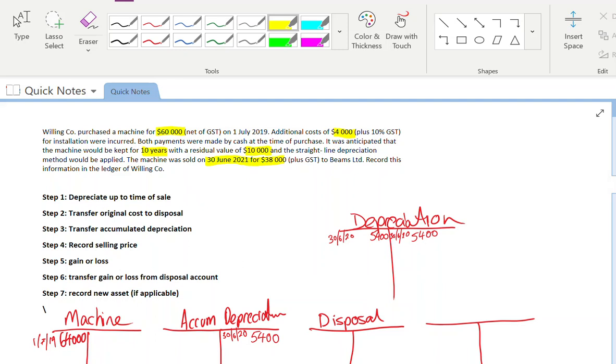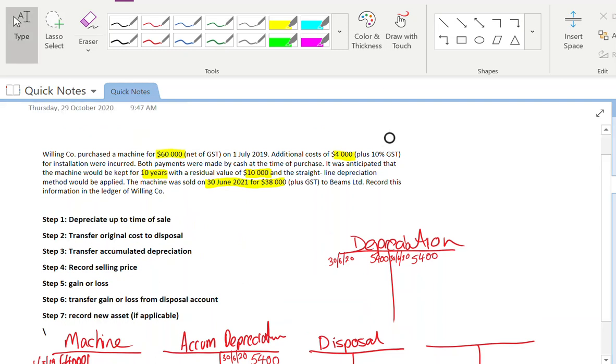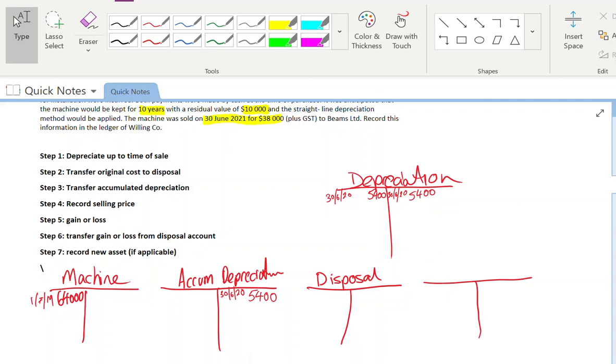We're going to transfer the original cost to a new account called the disposal account. We're going to transfer the accumulated depreciation to that same account. The object of this is to get the asset off our records, completely gone.